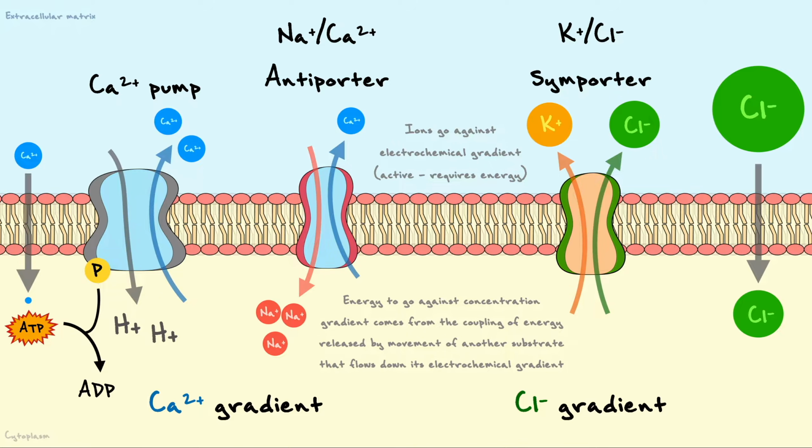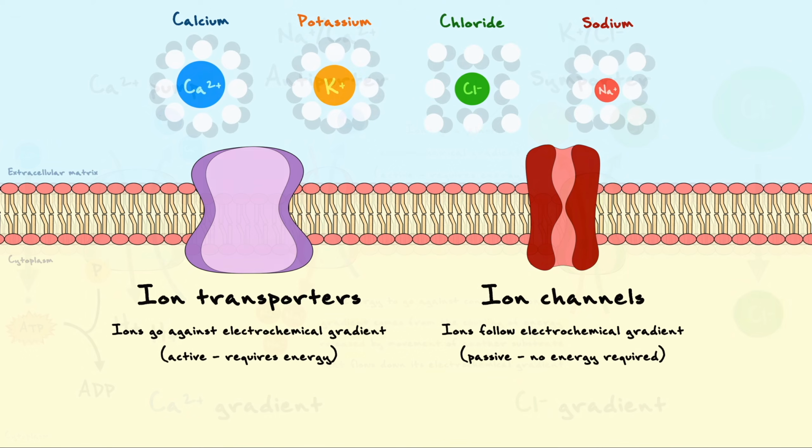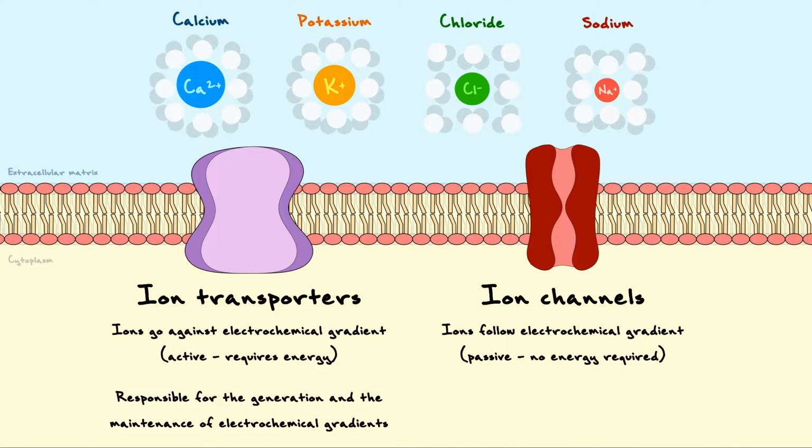For example, the potassium chloride symporter uses the movement of potassium to send chloride into the extracellular space. Here again, the protein uses the energy released by potassium flowing down its electrochemical gradient to fuel the process and extrude chloride. In summary, ion transporters, regardless of how they get their energy, are very important proteins that allow the generation and the maintenance of electrochemical gradients.